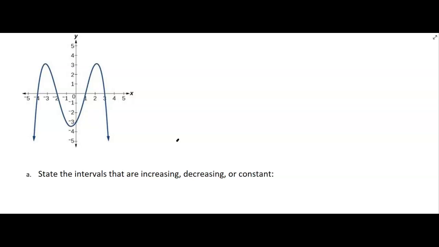So you're stating intervals that are increasing, decreasing, or constant. It's fairly easy to see that the graph is going up, and then it's going down, and then it's going up, and then it's going down, right? Like that pretty much people understand. Uphill, downhill kind of thing, right? Okay, so that's not the problem. The problem is how to state the intervals.